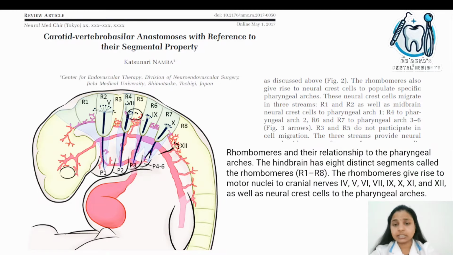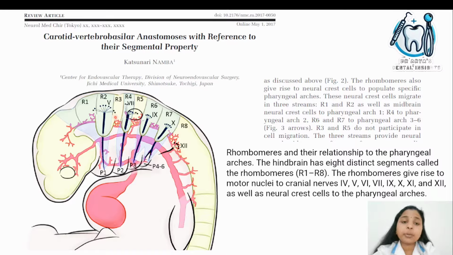According to this article, the rhombomeres and their relationship to the pharyngeal arches are mentioned here. Here, this is the hindbrain. It has 8 distinct segments. They are called the rhombomeres. And these rhombomeres give rise to the motor nuclei to the cranial nerves 4, 5, 6, 7, 9, 10, 11 and 12. And also the neural crest cells to the pharyngeal arches.